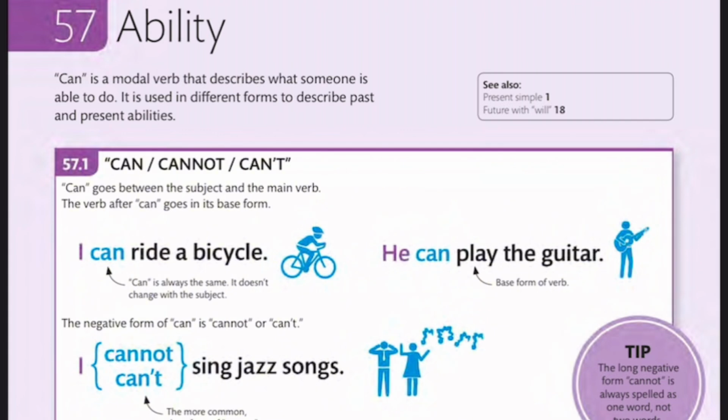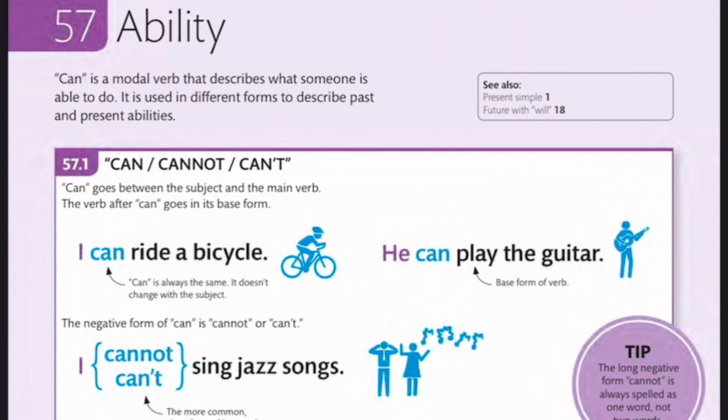Can, cannot, and can't. Can goes between the subject and the main verb, like we've already expressed. I can ride a bicycle. Even if we change the subject, she can ride a bicycle. Not she can rides. They can ride the bicycle. He can play the guitar. The negative form can be either cannot or can't.